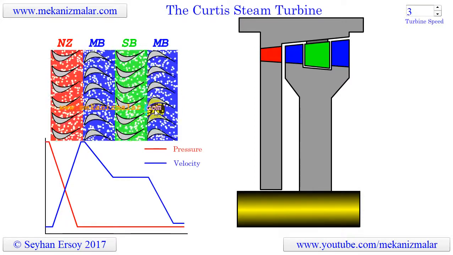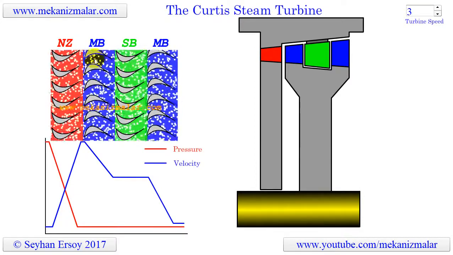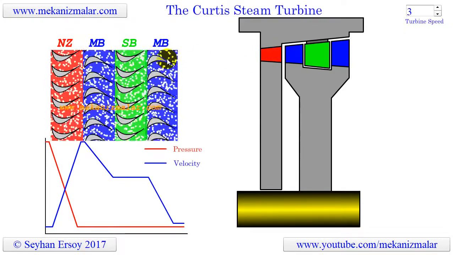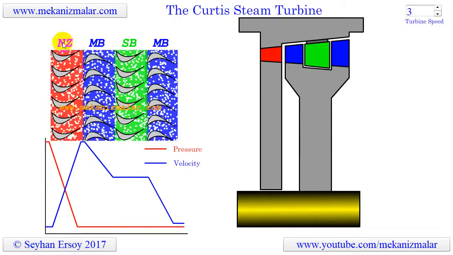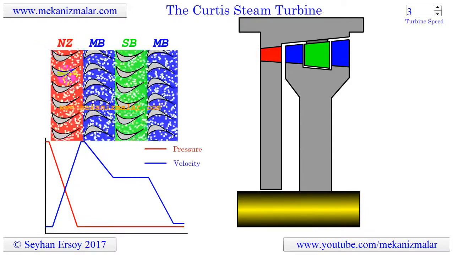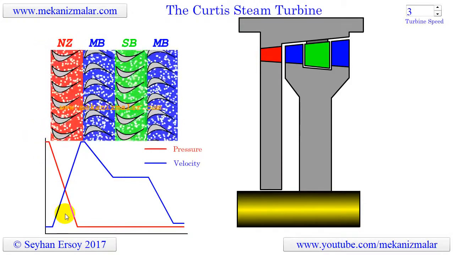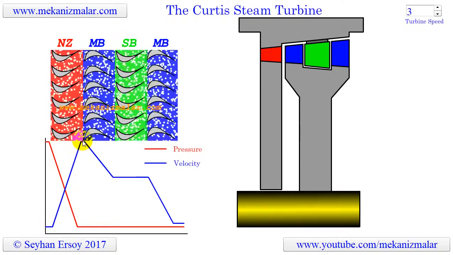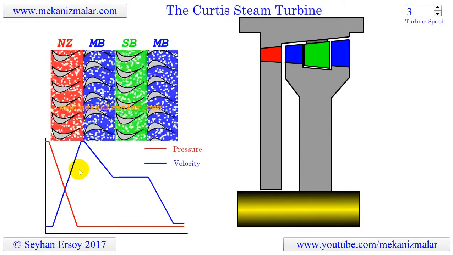The first stage shown with the red color is where the nozzles are located. This is indicated by NZ characters. Here the steam potential energy is converted to kinetic energy. As you can see in the plot, this stage corresponds to a substantial pressure drop, which in turn increases the velocity of the steam proportionally.